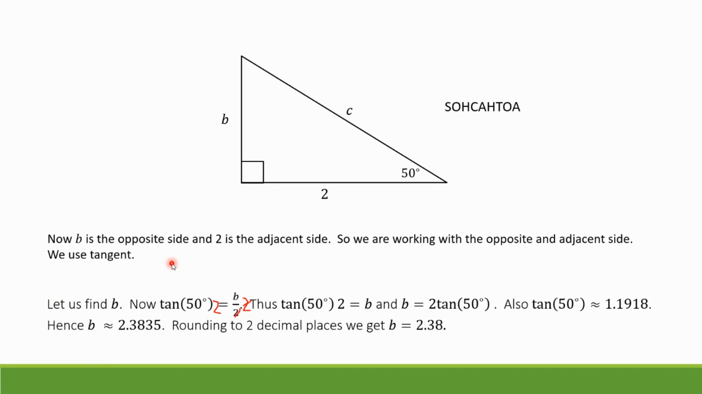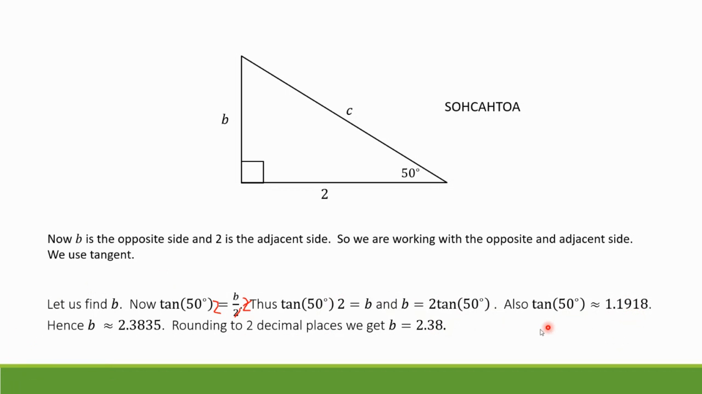Okay, so that's good. So B is equal to tangent of 50 degrees times 2. Well, what's tangent of 50 degrees? That's where the calculator comes in. Tangent of 50 degrees. In the calculator, you get about this. Make sure you're in degree mode, okay? If you're not in degree mode, you're not going to get this answer.